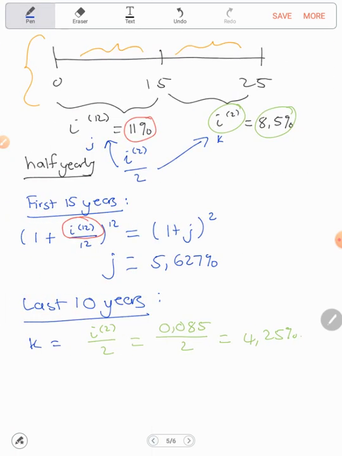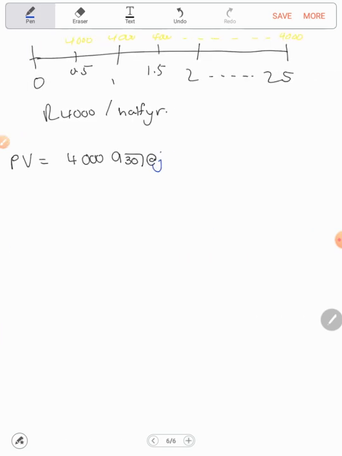Remember, this was I2 over 2. So this J is actually I2 over 2 for the first 15 years. Alright, so that's what we're using in this annuity function here.